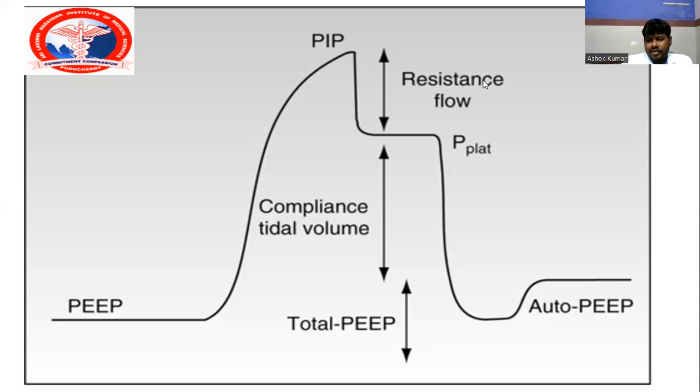At the other end, there can be auto-PEEP, particularly in conditions like COPD or bronchial asthma, due to dynamic air trapping. In auto-PEEP, expiration is not complete. Before expiration is complete, another inspiration comes, which causes auto-PEEP.